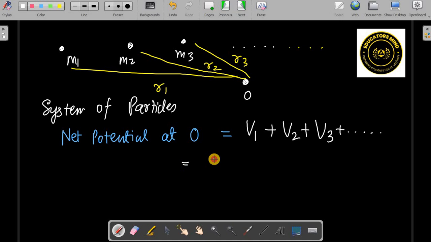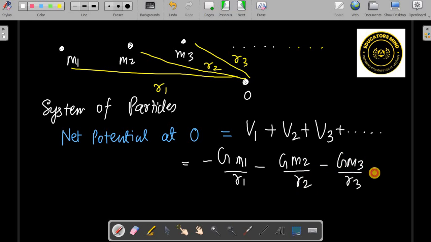We can just add. So minus Gm1 by r1, where the first mass is m1, minus Gm2 by r2, minus Gm3 by r3, and so on. You have to keep on adding these potentials, right? This is how we can calculate the potential due to a system of particles.